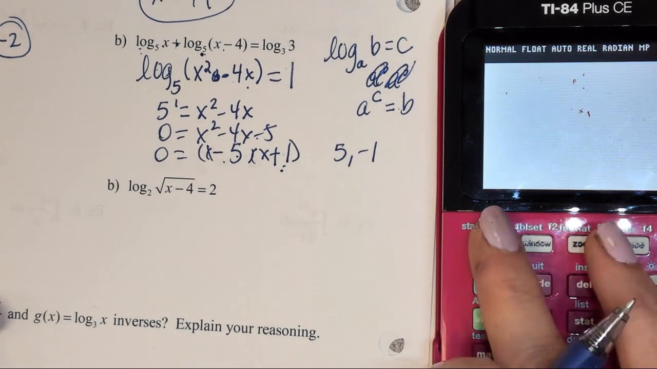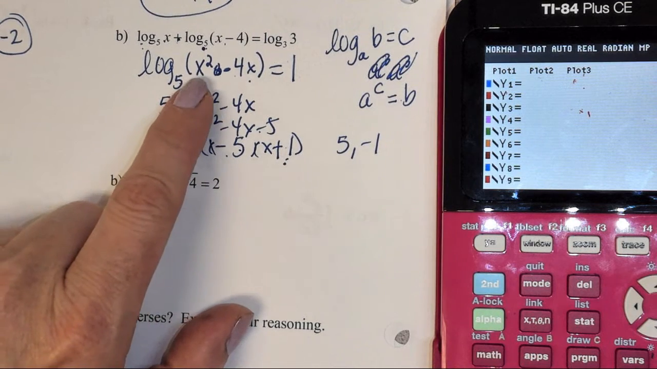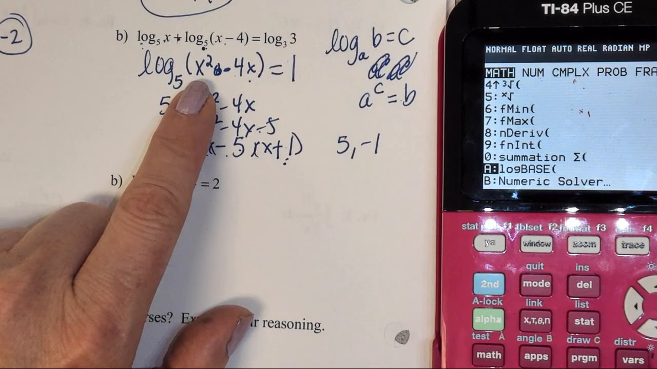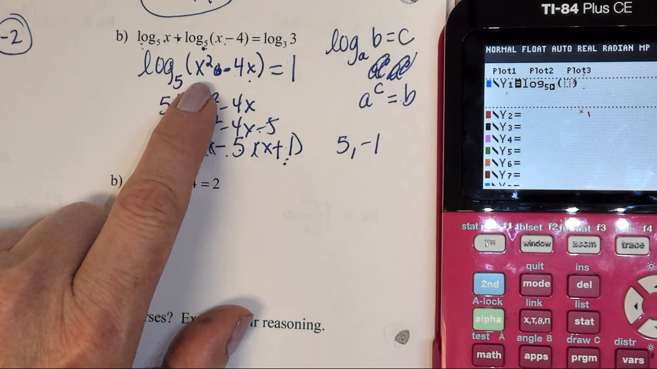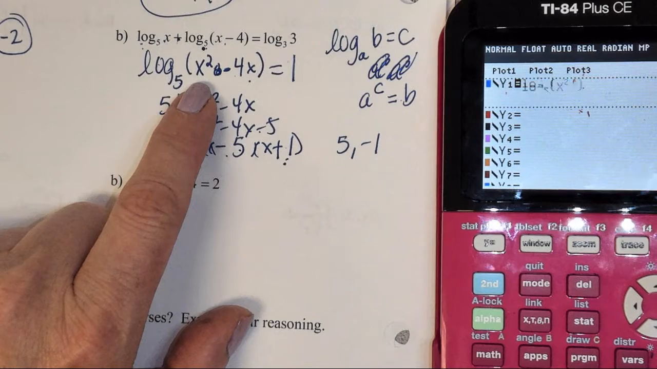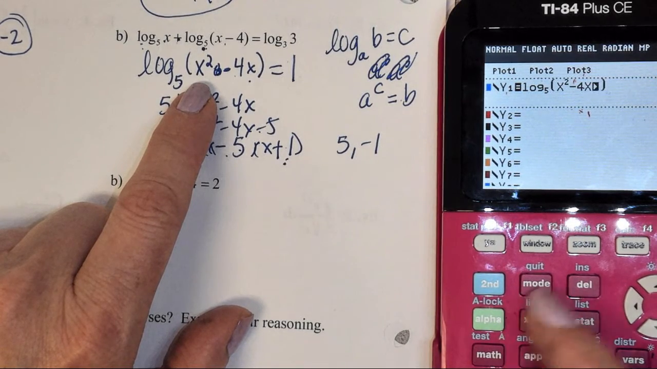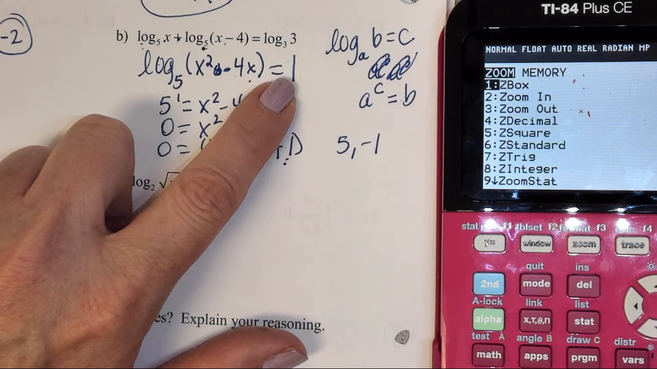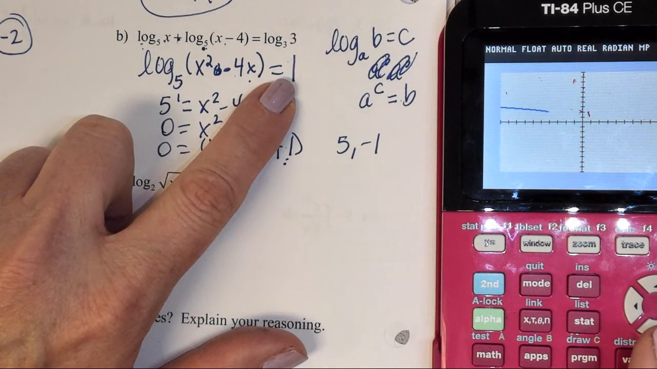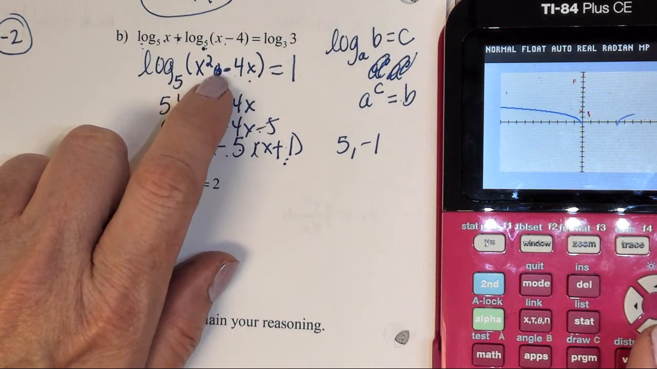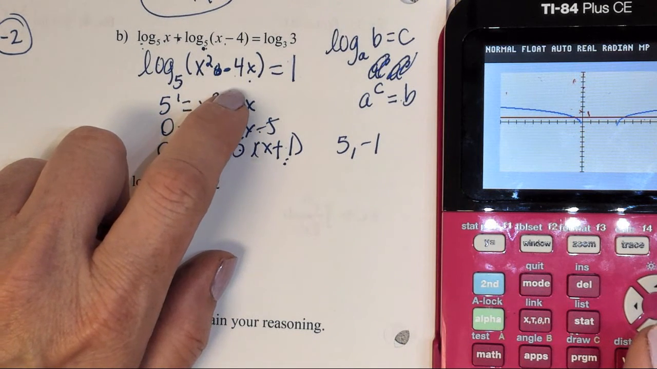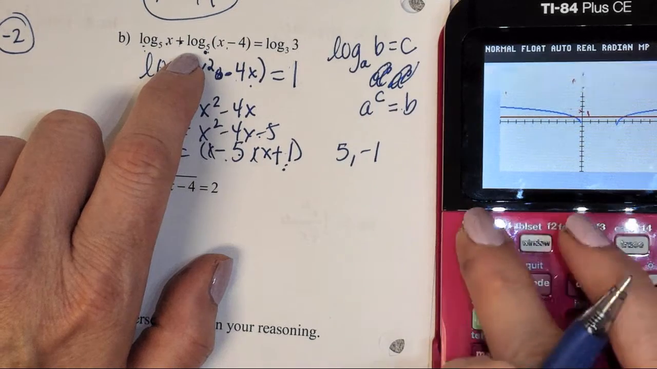Let me show you a graph of this. If I'm graphing this function right here, I've got log base 5 of x squared minus 4x, and I want to know where that is equal to 1. If I graph it, here's the way it looks. Here's this function graphed. Actually, I need to go back to my original. Hold on.